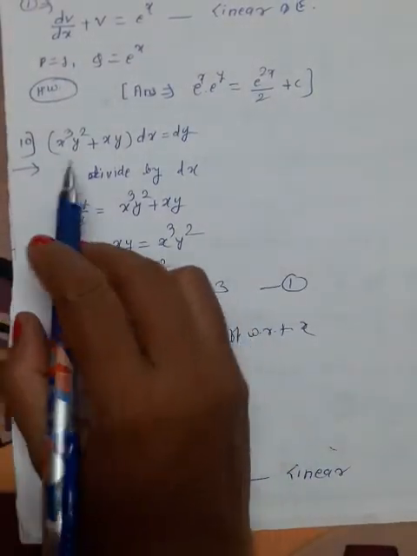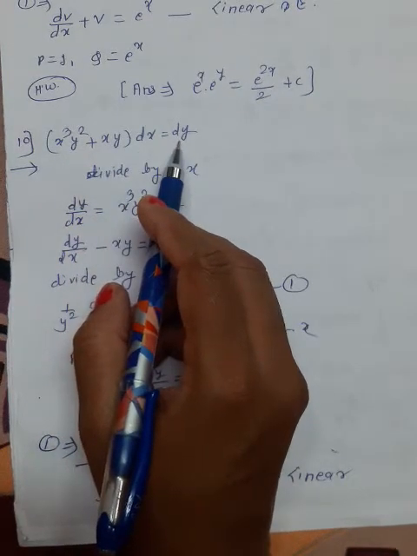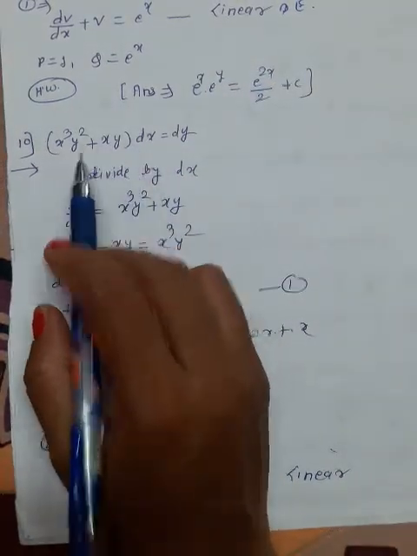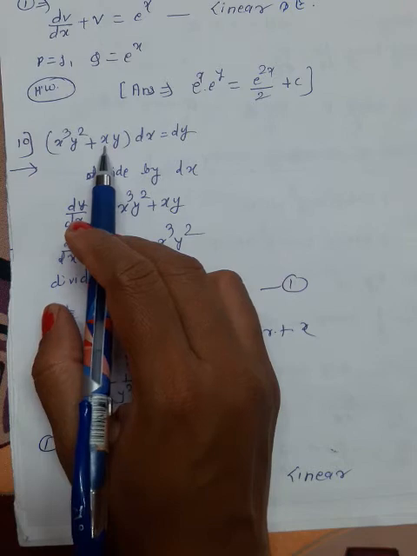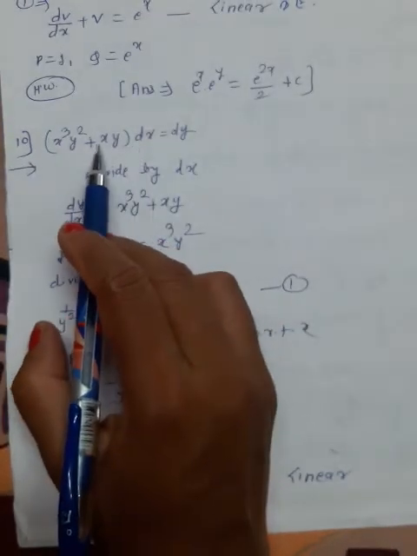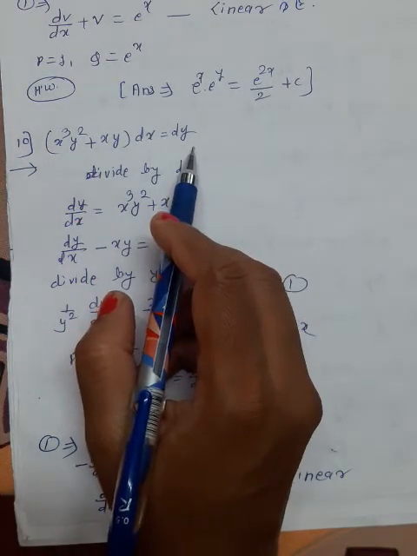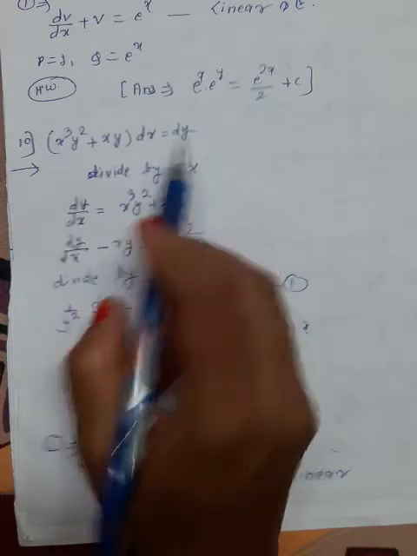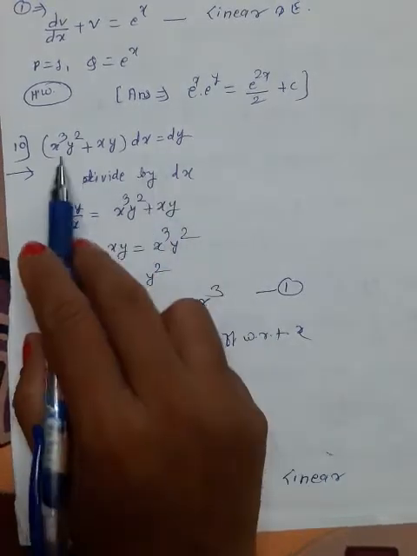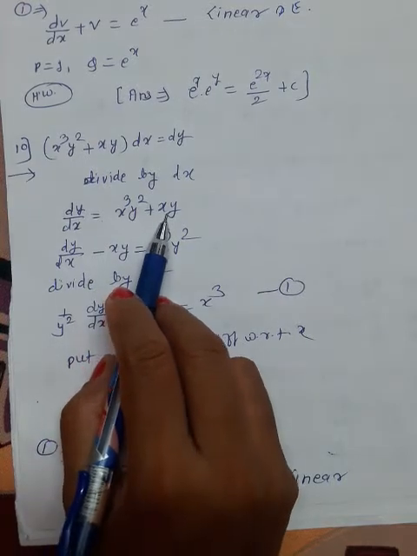Next, (x cube y square plus xy) into dx is equal to dy. If you observe this total term, there is again x. If you divide this total term by dy, you have to take this bracket to the other side and it comes to the denominator, which we can't solve. That's why we have to take this dx to the other side. So divide this total term by dx, we get x cube dy by dx is equal to x cube y square plus xy. Okay, first step.